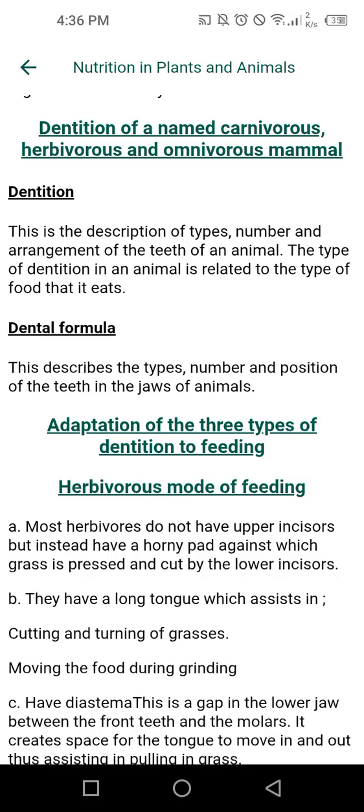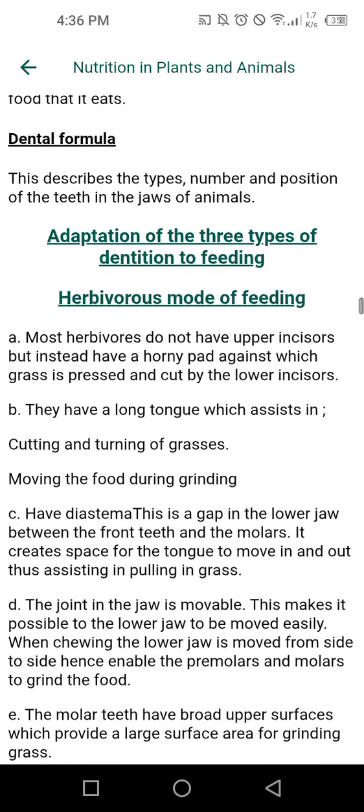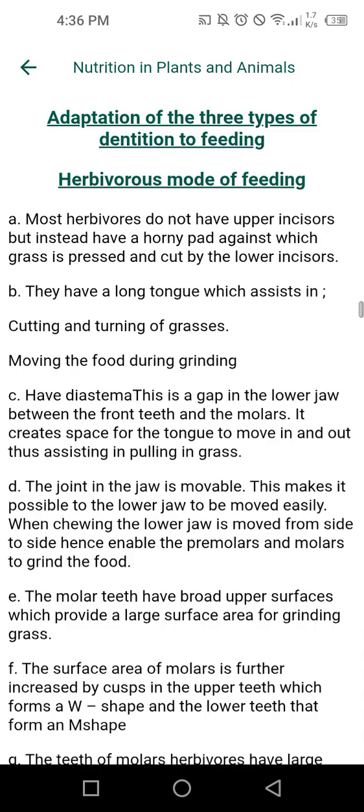Herbivorous mode of feeding. A. Most herbivores do not have upper incisors but instead have a horny pad against which grass is pressed and cut by the lower incisors. B. They have a long tongue which assists in cutting and turning of grasses, moving the food during grinding. C. Have a diastema, a gap in the lower jaw between the front teeth and the molars. It creates space for the tongue to move in and out, thus assisting in pulling in grass.